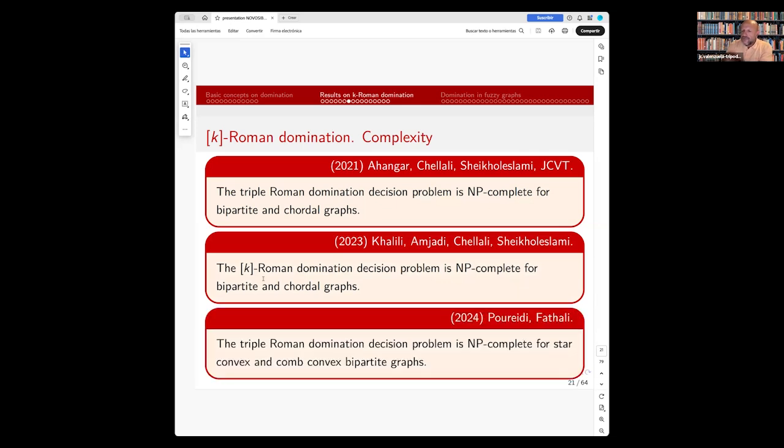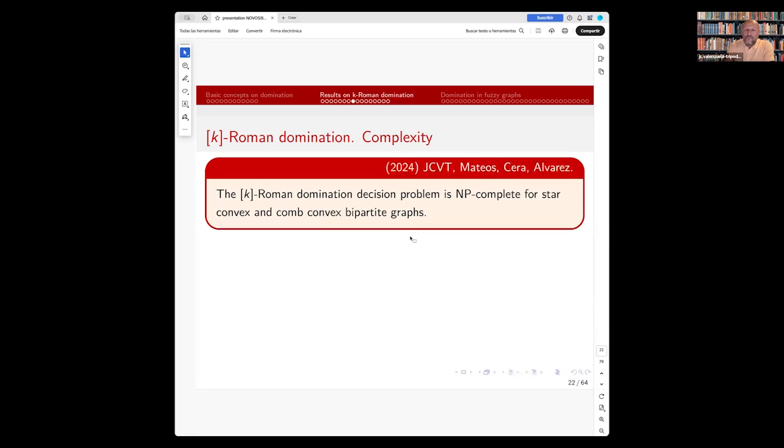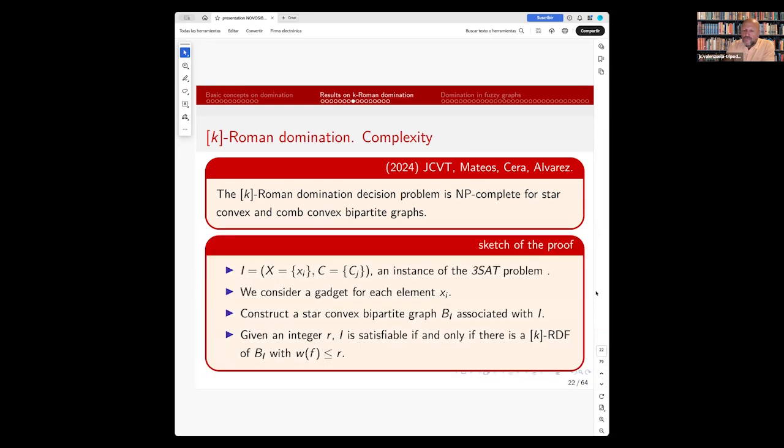And recently, Pouredi and Fatali proved that the triple Roman domination problem is NP-complete even if we consider star-convex and convex bipartite graphs. In this sense, we have proved in this paper that the general k-Roman domination decision problem is also NP-complete for this kind of bipartite graphs. Of course, the whole proof is a little bit longer, and we have to do some computation, but I would like to give you a sketch of the proof.